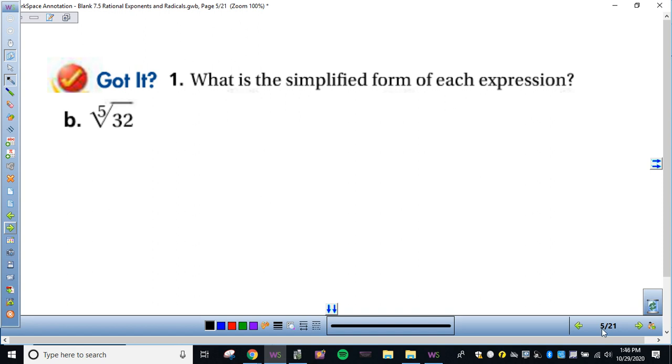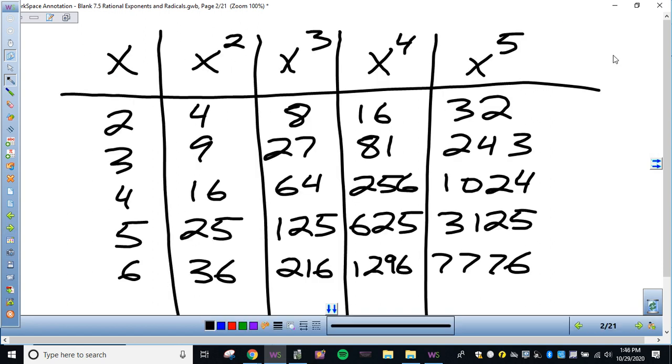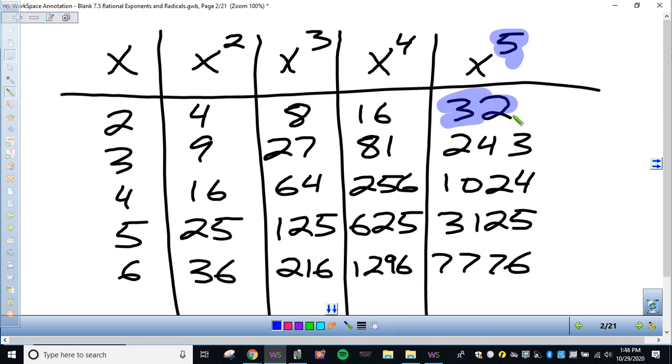So if we go back to the chart here, we want to do the 5th root of 32. You look up at the x to the 5th right there. Find 32 and go back to the beginning. 5th root of 32 is 2. Excellent. Let me just kick that off there. Go back.